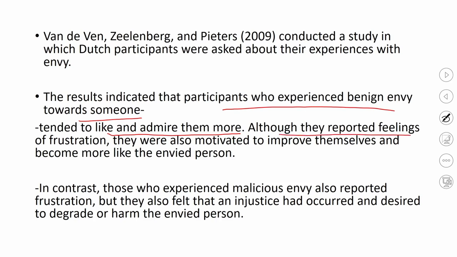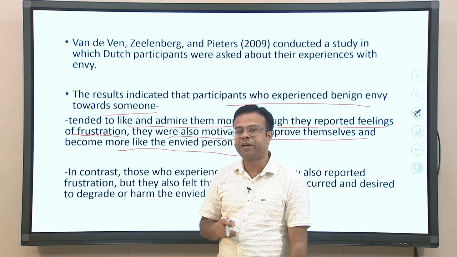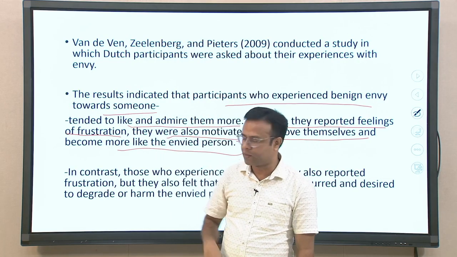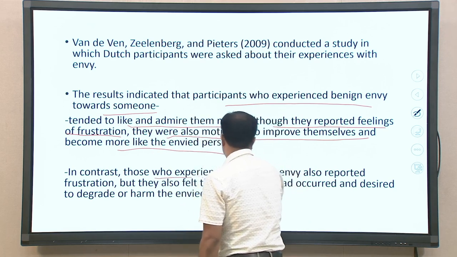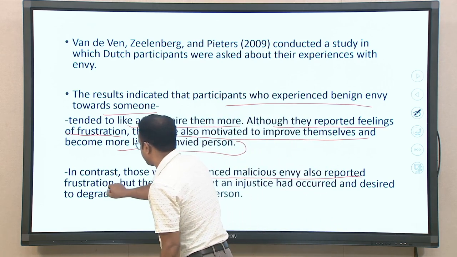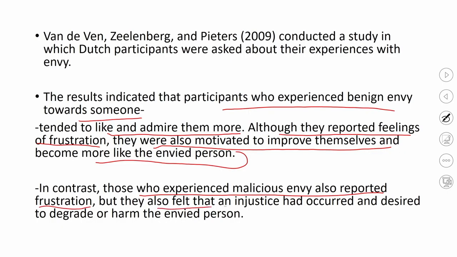although they reported feelings of frustration from comparing themselves with others. They experienced some frustration because they lacked something. They were also motivated to improve themselves and become more like the envied person. That motivation was associated with benign envy, and it motivated them to become like that person and achieve what that person has. In contrast, those who experienced malicious envy also reported frustration, but they also felt that an injustice had occurred and desired to degrade or harm the envied person.